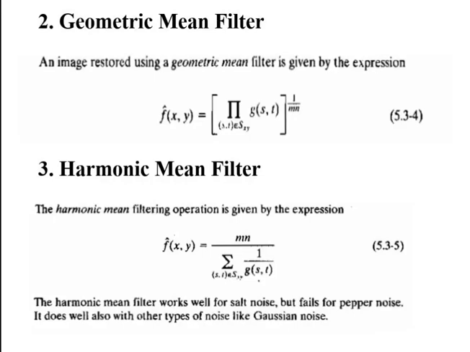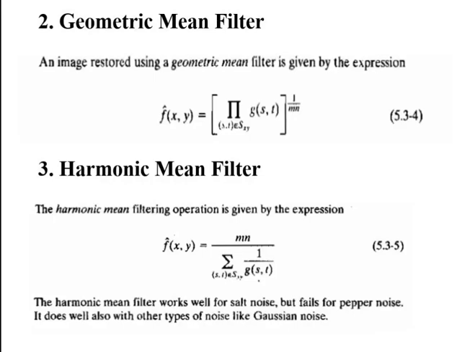For positive values of Q, the filter eliminates pepper noise. For negative values of Q, it eliminates salt noise, but it cannot do both simultaneously. The contra-harmonic filter reduces to the arithmetic mean filter if Q equals 0, and to the harmonic mean filter if Q equals -1.